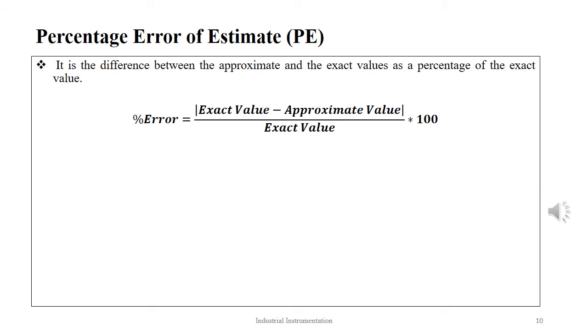Percentage error of estimate, PE, is the difference between the approximate and the exact value as a percentage of the exact value. Percentage error is given as mod of (exact value minus approximate value) by exact value, whole into 100.